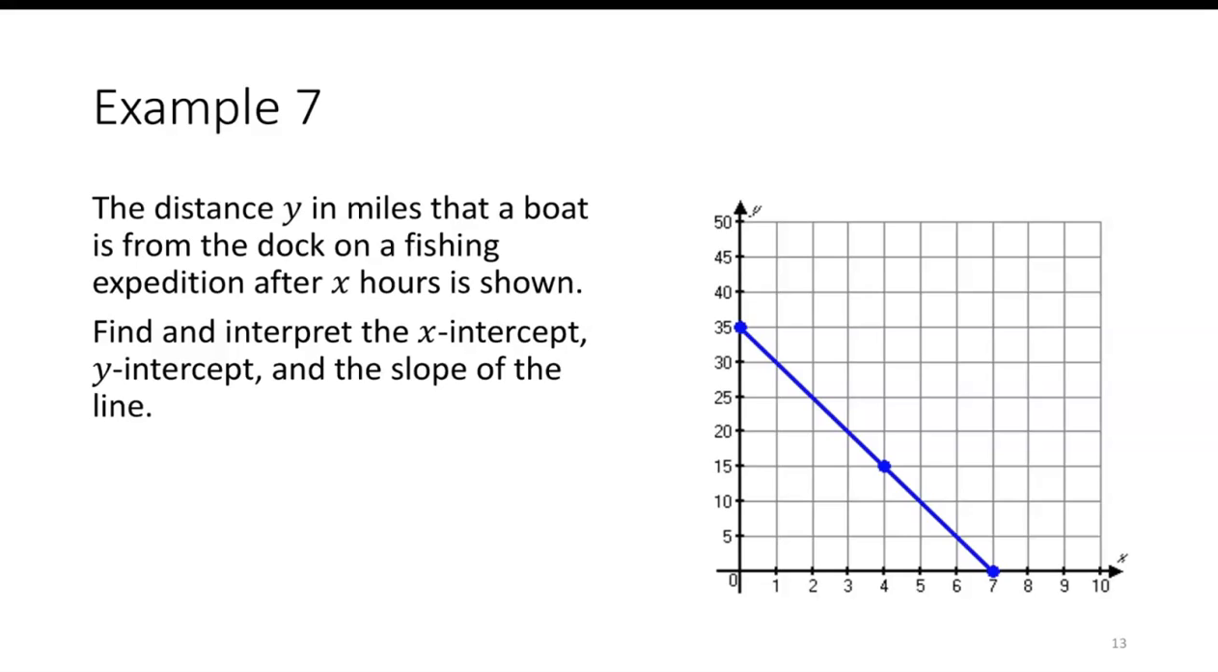So the x-intercept is right there at (7, 0). And we're told that the x deals with hours, whereas the y value deals with miles from the dock. So (7, 0) would mean that after 7 hours, the boat was 0 miles from the dock. So you could think of it as it took 7 hours for the boat to get to the dock.